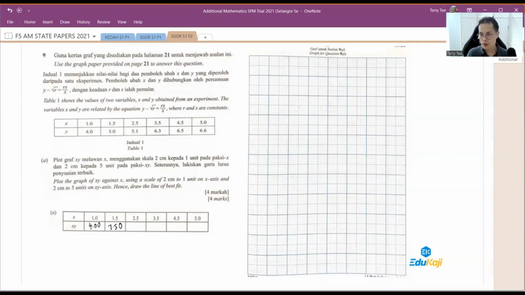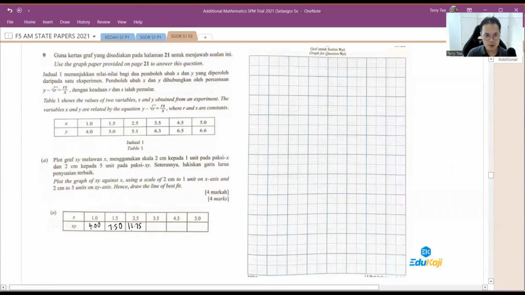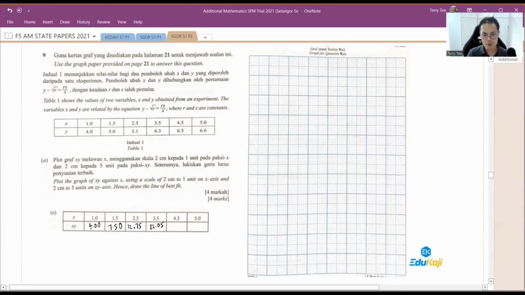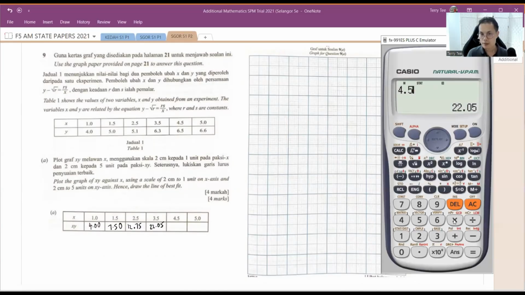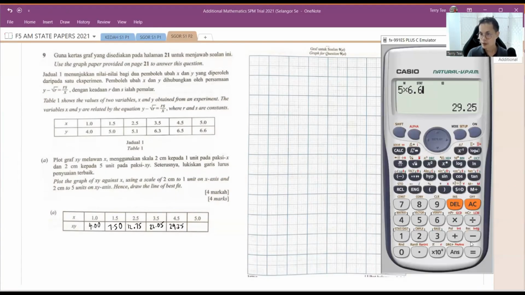2.5 times 5.1 gives us 12.75. Next, 3.5 times 6.3 gives us 22.05. Let's take 4.5 multiplied by 6.5. This will give us 29.25. And lastly, 5 times 6.6, the answer is 33. I'll just put 33.0.